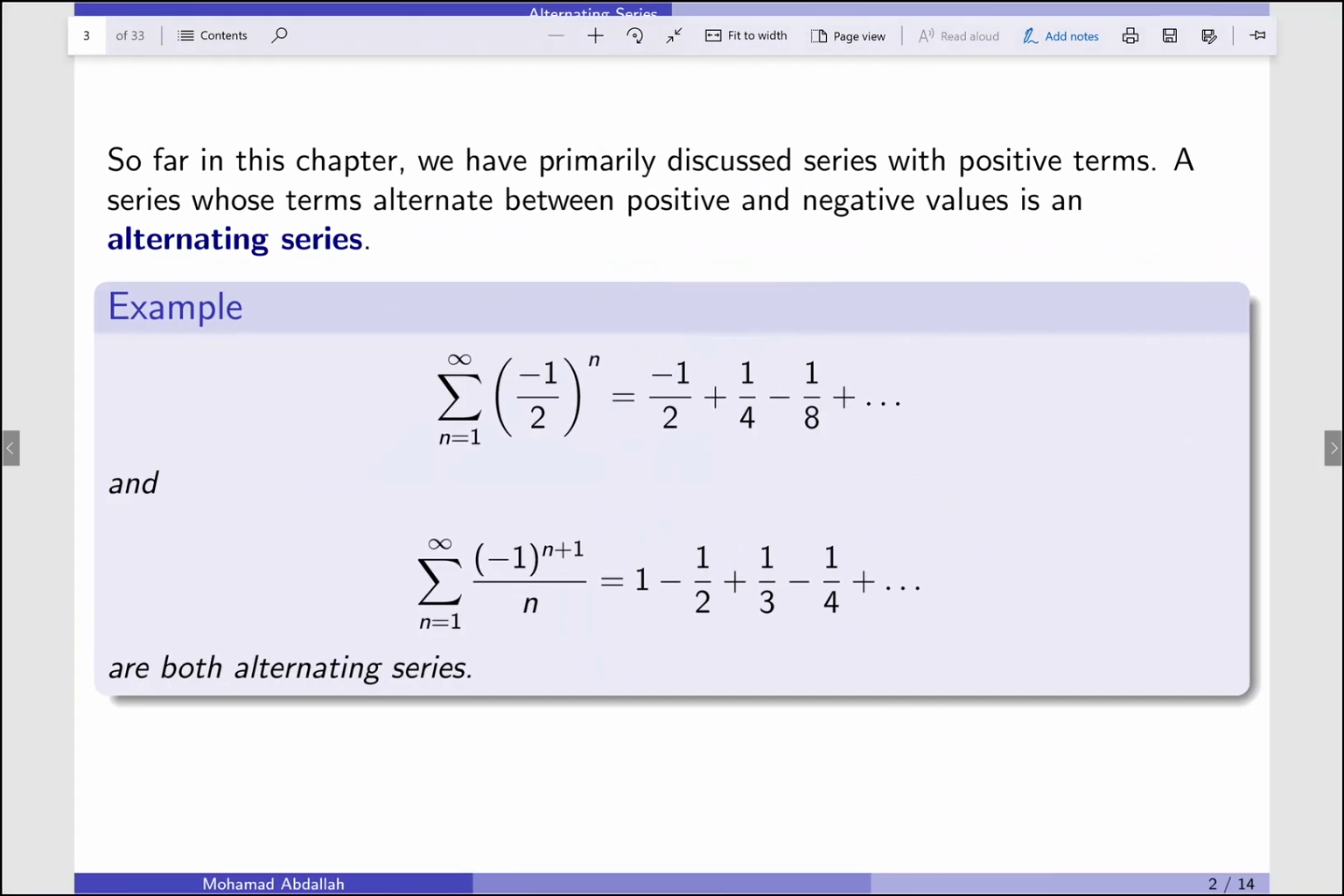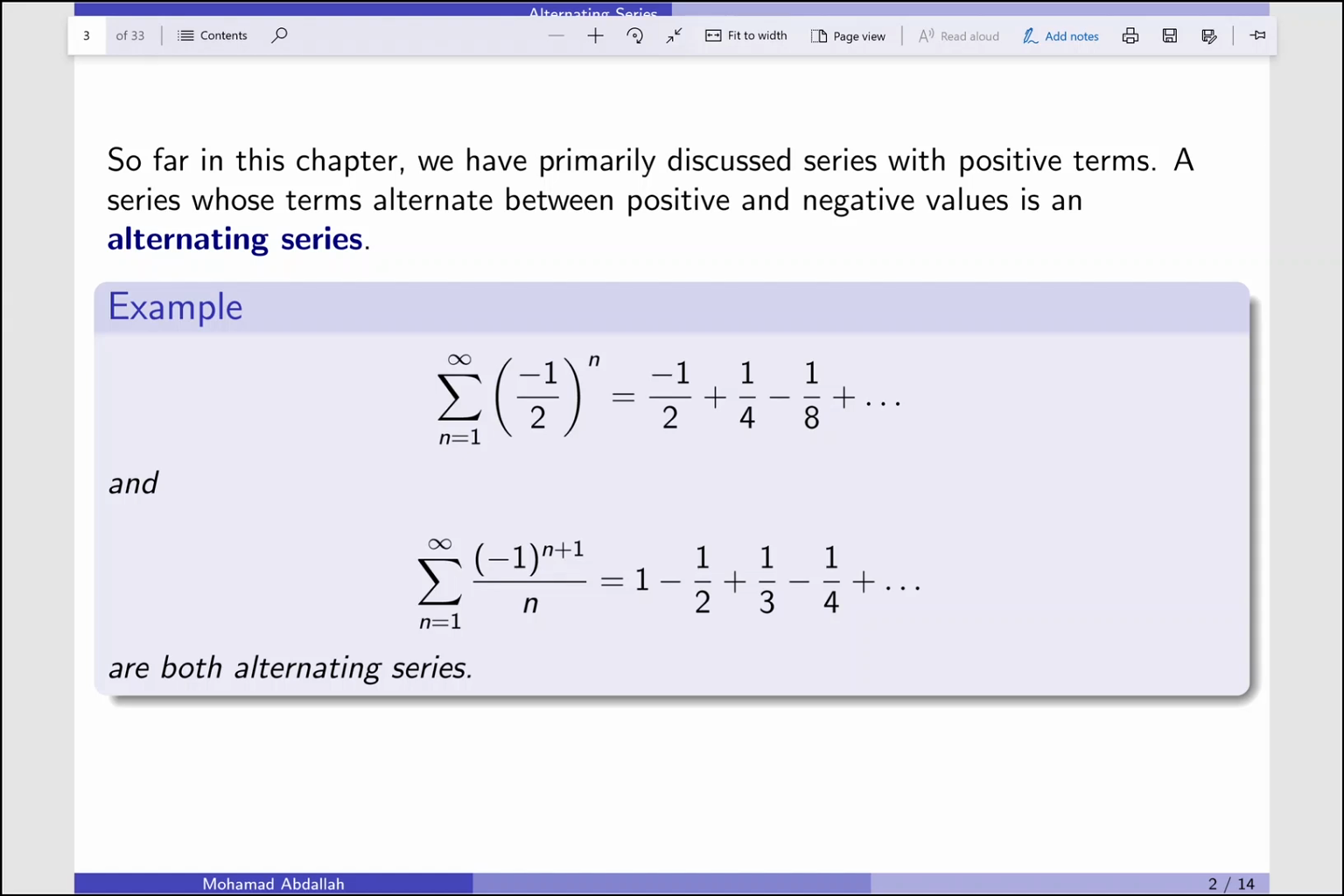Here's an example. Sum from n equal 1 to infinity, negative 1 over 2 to the power n. This is a geometric series. We've seen this before, but when you write this explicitly, you will notice that you start with negative 1 half plus negative 1 half squared, which is plus 1 over 4, plus negative 1 half cubed, which is negative, plus negative is plus, so negative 1 over 8, and so on. So this is an example of an alternating series.